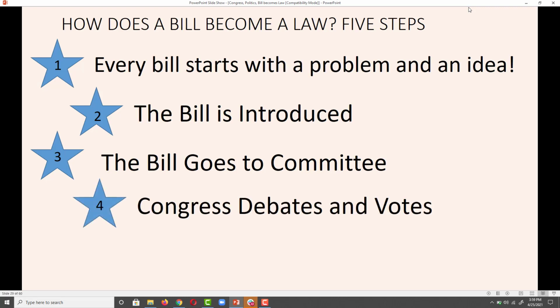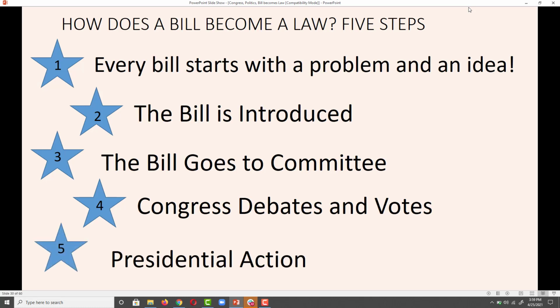Congress, the House, and generally the House first, debates and votes. If it passes, the Senate will do the same thing. And then finally, presidential action. The president can either sign the bill into law or veto it. That's not the end of the bill, however, and we'll talk about that later.